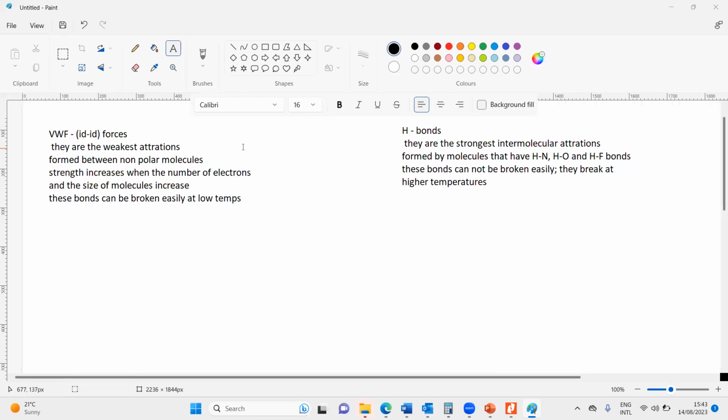I could not write one important sentence here. That's there. Okay. Formed between non-polar molecules. Fine. This work is over.